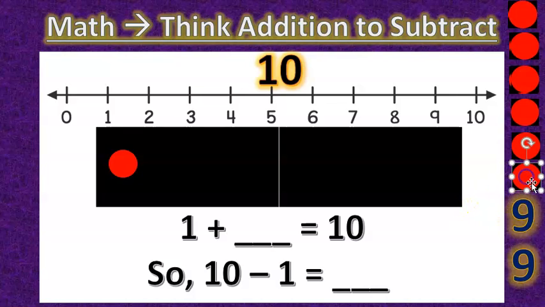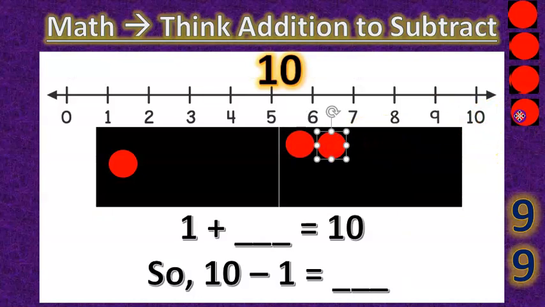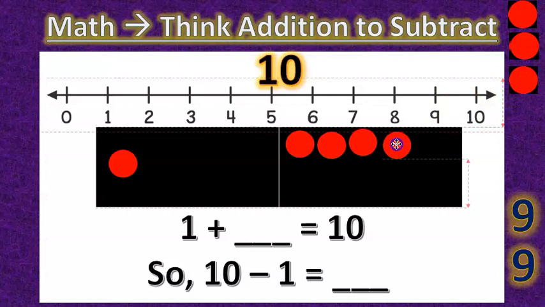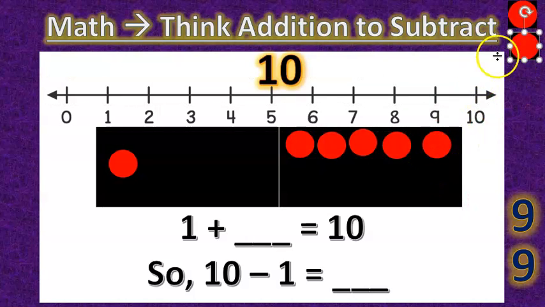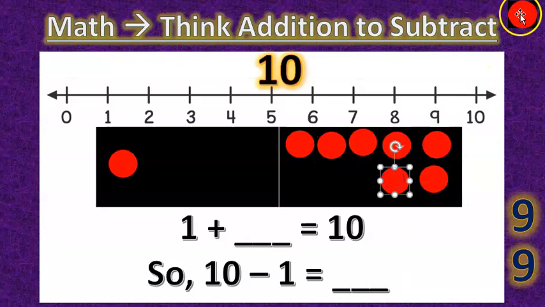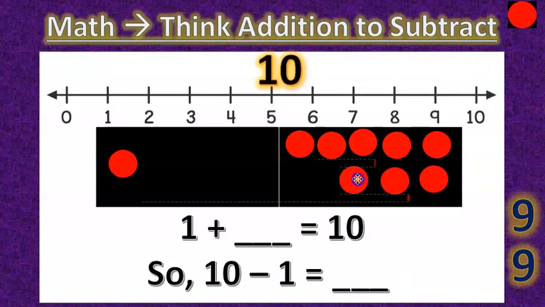9. So let's get 9 circles in there. Count with me. 1, 2, 3, 4, 5, 6, 7, 8, 9. So now, boys and girls, look now.